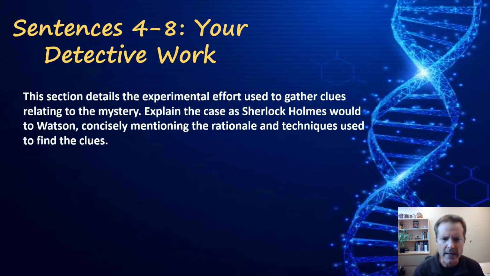Now, sentences 4 to 8 are the main body of the abstract, and they describe your detective work, which can be years worth of work that you have to distill down into a few sentences. But the upshot is that this section has to describe the experimental effort that you use to gather the clues relating to the mystery you explained. So you can explain this like a case that Sherlock Holmes would give to Watson, concisely mentioning the rationale and the techniques used to find the clues.